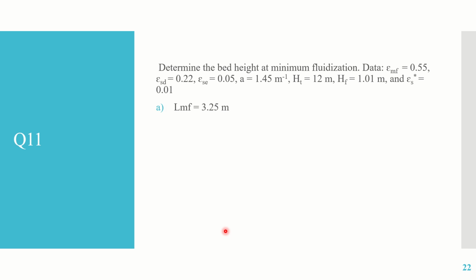Option A it is 3.25, option B it is 7.51, option C it is 8.5, option D it is 5.66. So the question is about finding out the bed height at minimum fluidization with all the given data. We need to find the bed height at minimum fluidization, which is nothing but LMF. So four options are given. We need to find the suitable formula and apply it. This is a straightforward problem wherein we need to substitute the given data inside a formula, and that's it.